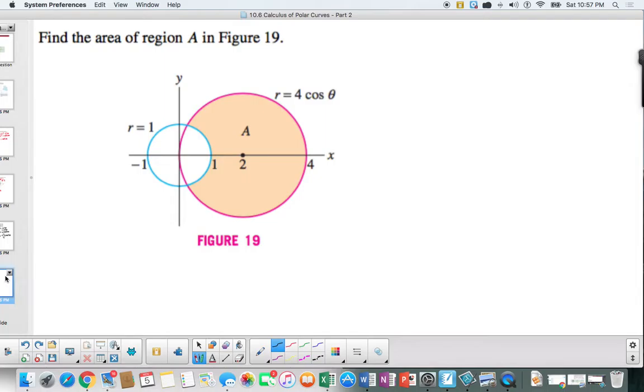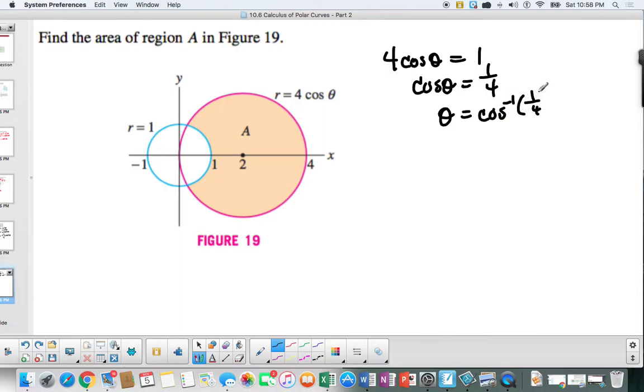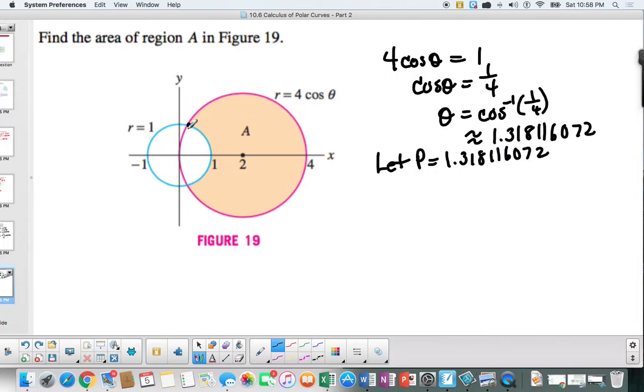Okay, last problem, we want to find the area of region A, and this is a subtract situation. Let's go ahead and set the r's equal to each other. This is 4 cosine theta is equal to 1. So cosine theta is equal to 1/4. Theta will be equal to cosine inverse of 1/4, which is about 1.3181116072. So I'm going to let P be equal to that number, 1.3181116072. And so that's our P. So our theta is equal to our P.